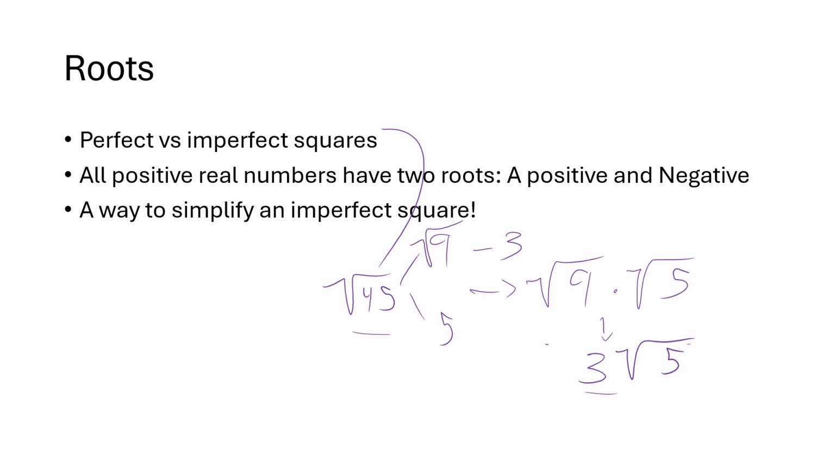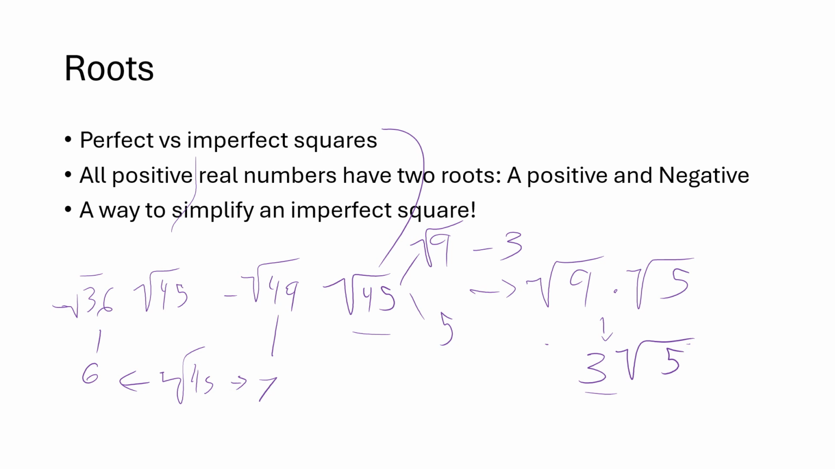Now, if they didn't tell you to simplify it and asked which numbers it is in the middle of, you could say the square root of 45 is in between 6 and 7, because the square root of 45 is in between the square root of 36 and the square root of 49. Well, the square root of 36 is 6, the square root of 49 is 7, which means that the square root of 45 has to lie within this number range.